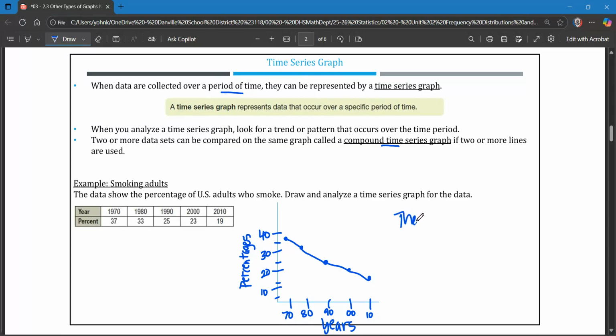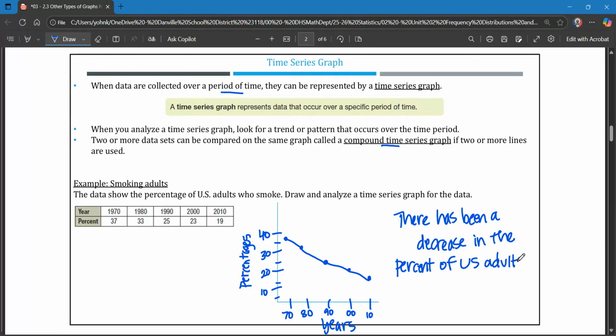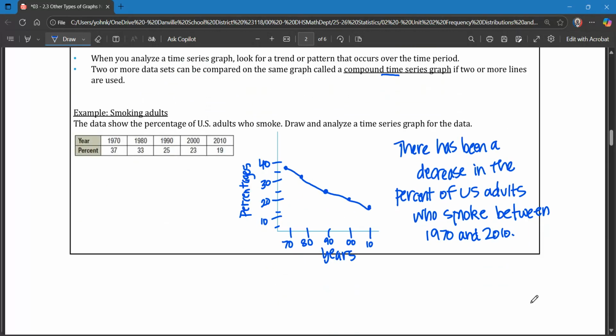So we can say there has been a decrease in the percent of U.S. adults who smoke between 1970 and 2010. So analyzing a time series graph, looking for a trend or a pattern over time. Okay, that's the third one.